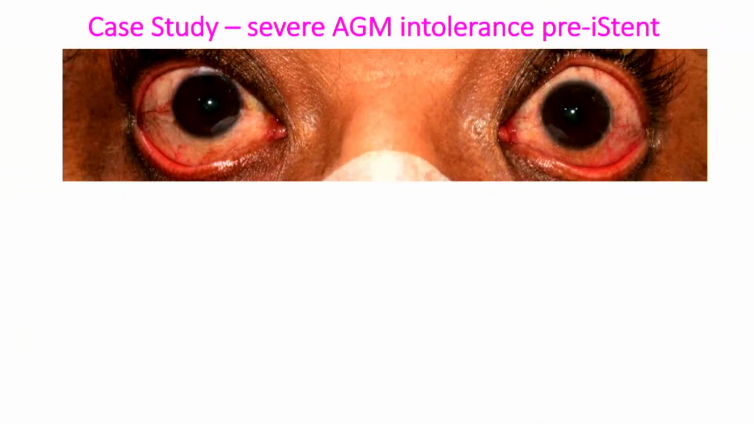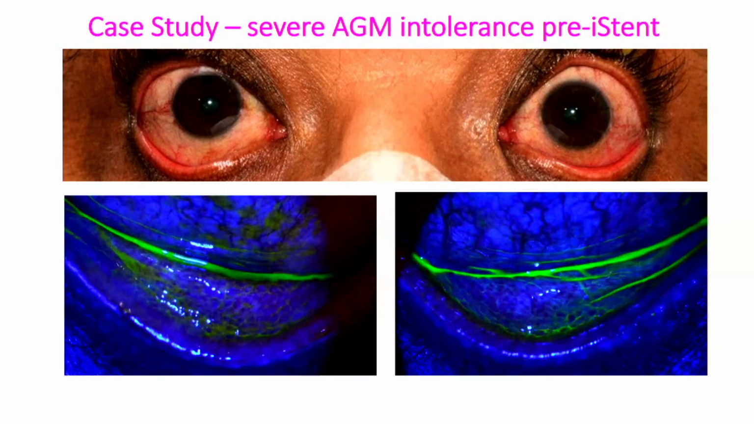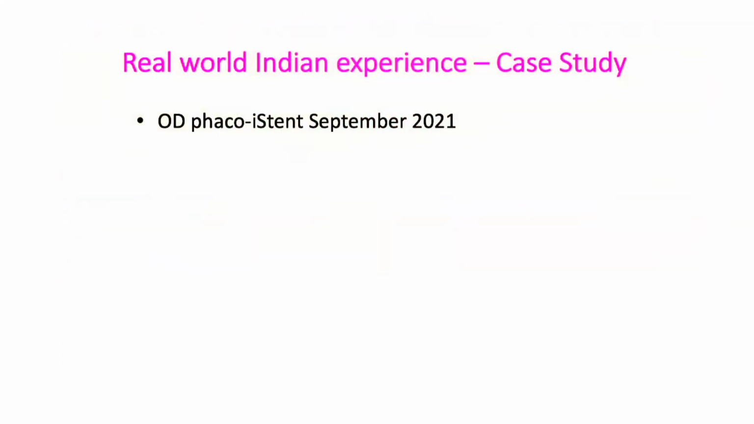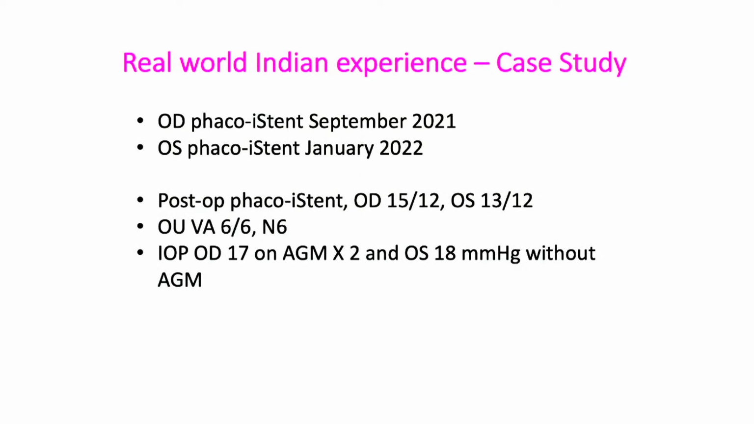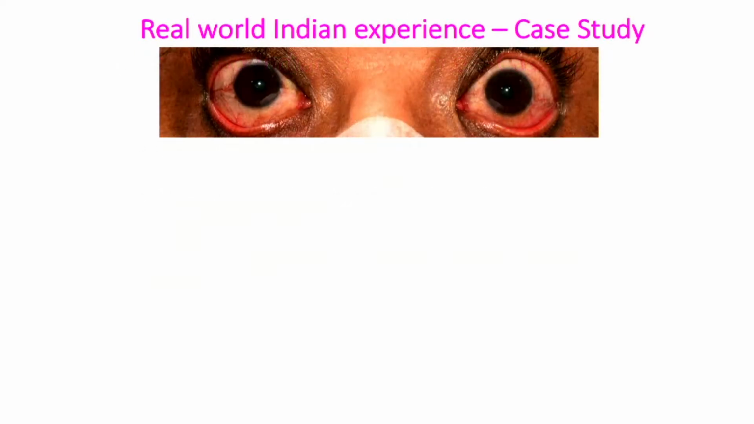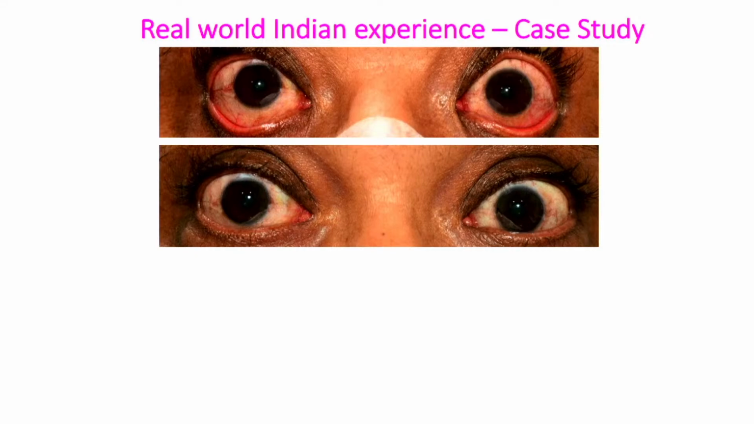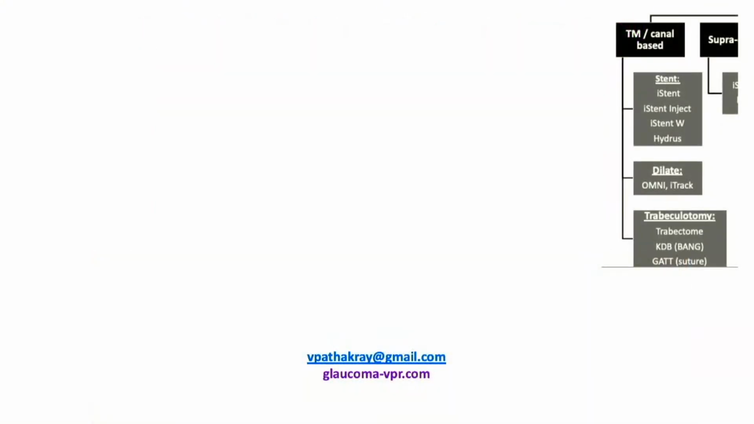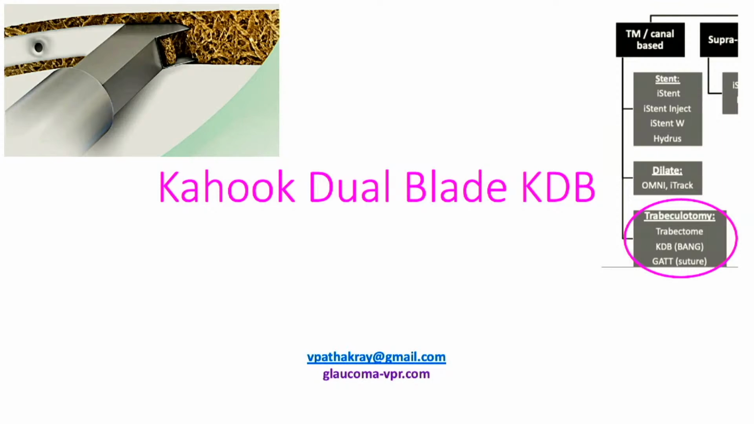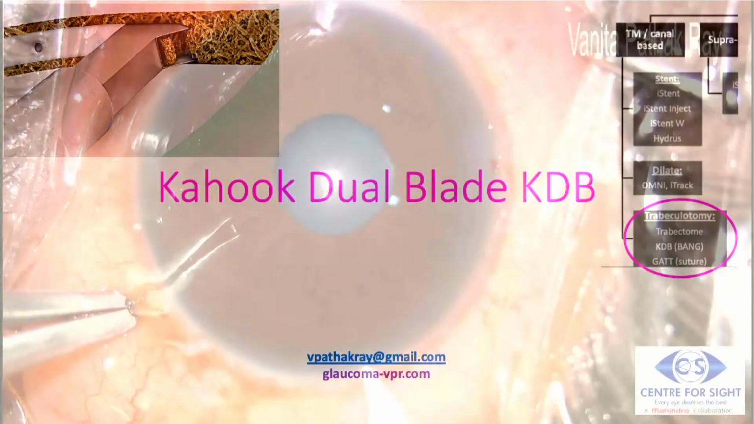This is how he looked with his medication. This was the appearance of his conjunctiva, and after his surgery, both eyes were done. He's 6/6, N6. His intraocular pressure is 17 on 2 drugs in the eye which had failed trab. He's happy. And 18 without medication in the other eye. He's very, very happy. The second picture is after his anti-glaucoma medications were taken off, and this is how he looks now. He's very happy.